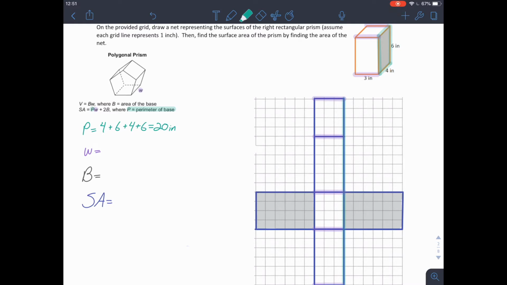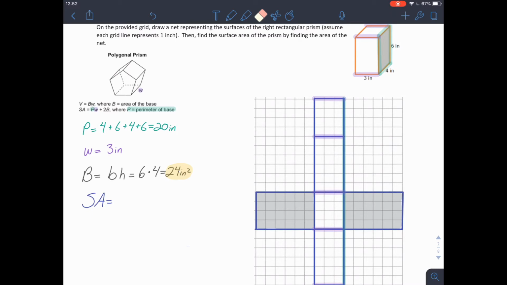Next, I need the width. The width is going to be the distance between my two rectangular bases. So in this case, that would be the 3 inches. After that, we need to find the area of our base. Since this is a rectangular prism, we can use the formula for the area of a rectangle from our formula sheet, which is base times height. And then we just take the base of 6 and the height of 4 and multiply them together to get 24 inches squared for the area of our rectangular bases.